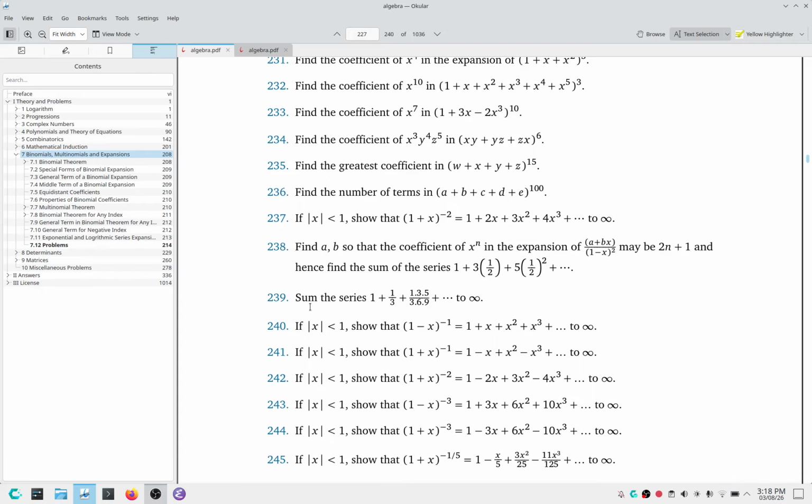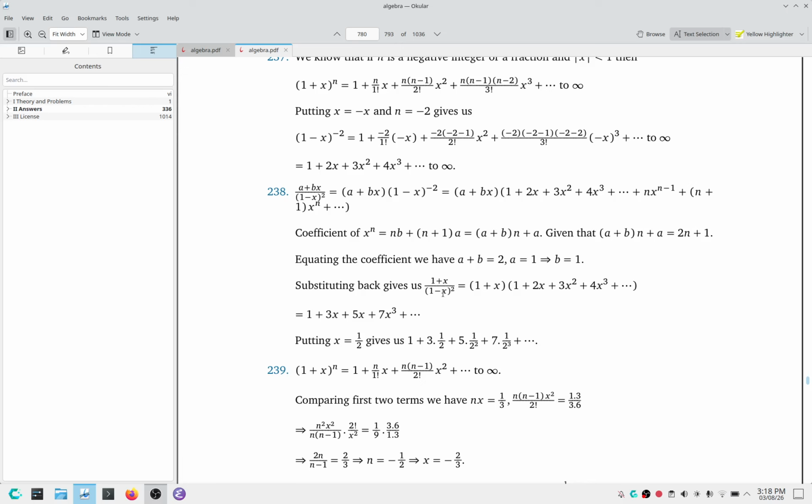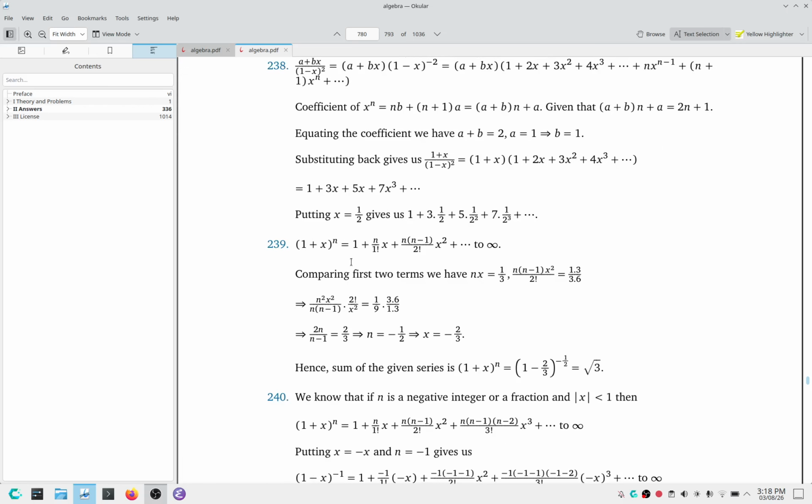Question 239 says sum the series 1 plus 1 upon 3 plus (1 times 3) upon (3 times 6) plus (1 times 3 times 5) upon (3 times 6 times 9), and so on up to infinity. So we know that (1 plus x) to the power n is equal to 1 plus n upon 1 factorial times x plus n times (n minus 1) upon 2 factorial times x square and so on up to infinity. We compare the first two terms: nx is equal to 1 upon 3, and n times (n minus 1) times x square upon 2 factorial is equal to (1 into 3) upon (3 into 6).